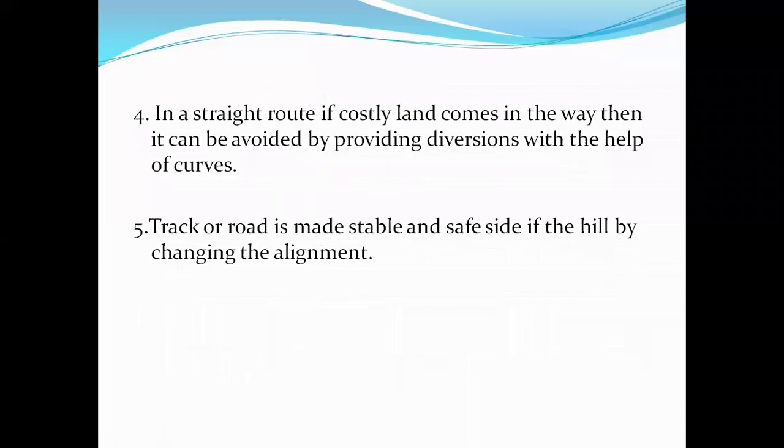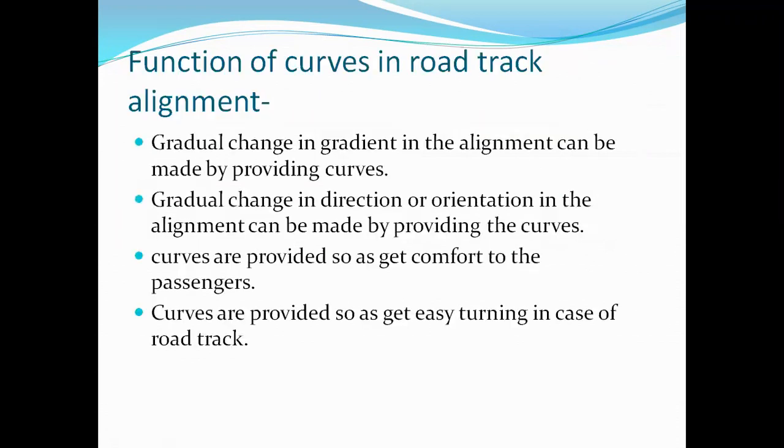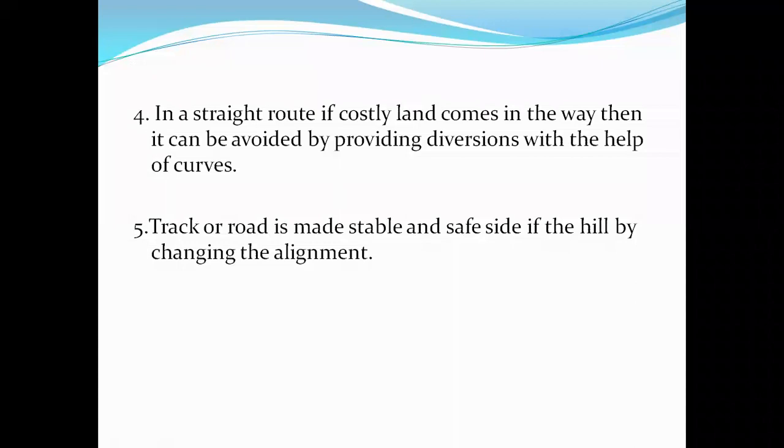Then the next necessity is that in a straight route, if costly land comes in the way, then it can be avoided by providing diversion with the help of curves. That is, when the construction of a road is there, and any costly land comes in the construction, we avoid construction on this costly land. We can provide the curve and construct the road at the side of that land.